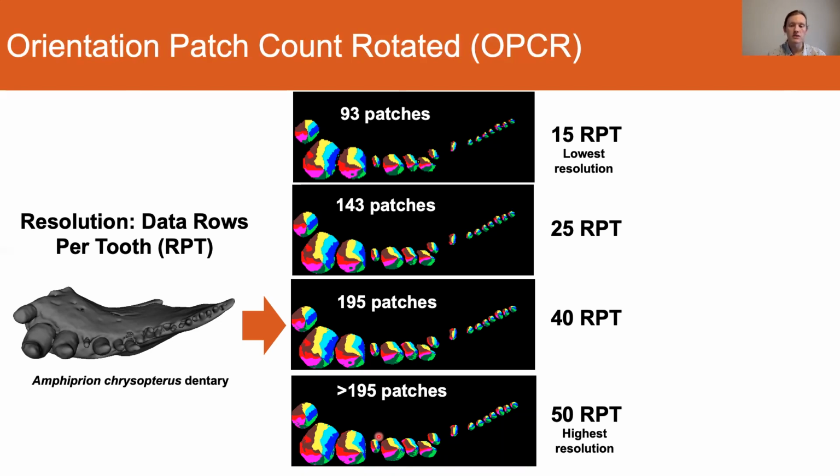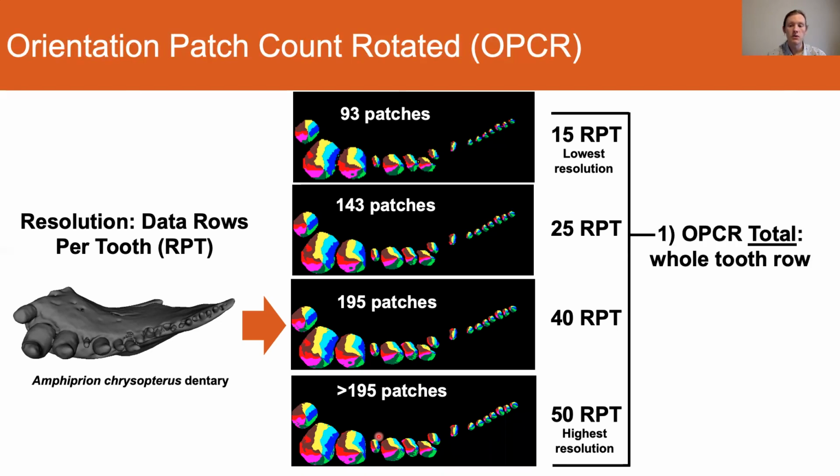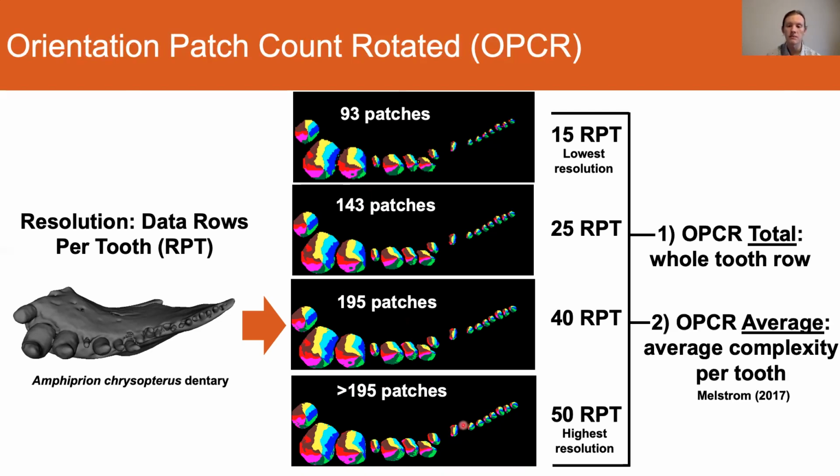Finally, we use 2 separate metrics to understand our OPCR outputs at each resolution level. The first is the OPCR total, which is the patch count generated for the entire tooth row, as what we see here displayed for each of our 4 different resolutions. The second metric we use follows a methodology in Maelstrom 2017, and it's called OPCR average. OPCR average is calculated by taking the total OPCR value and dividing it by the total number of teeth in the tooth row. So in this example here, we have 16 teeth in this row. We take 195 patches divided by 16, and that will give us the OPCR average value. And this value equally distributes the complexity along the jaw to each tooth in the jaw.